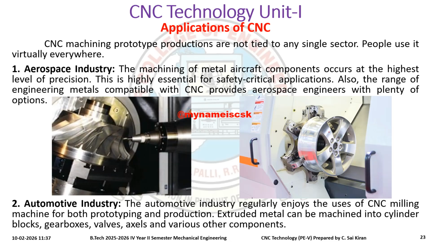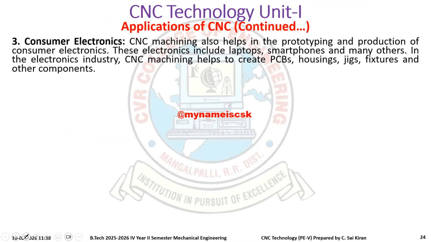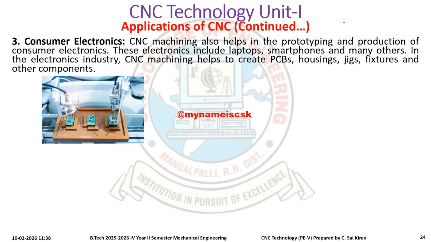This is one type of car part, a vehicle part, manufactured completely on a CNC machine, so that we have very high accuracy. And coming to the third one, consumer electronics. All the electronic items we make, like laptops, motherboards, smartphones, and many other electronic items, use CNC machines in order to make them faster. PCBs, printed circuit boards, housings, jigs and fixtures, and other components also come under consumer electronics.